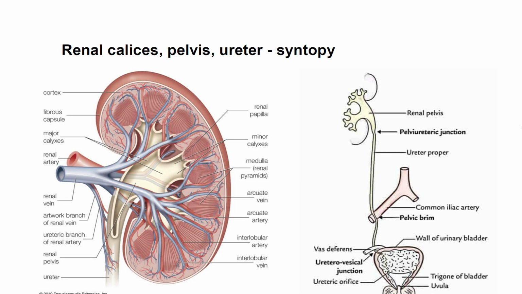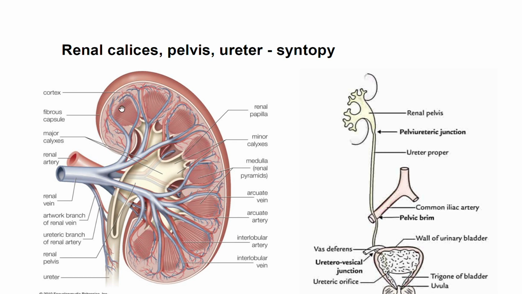Hello everyone, in this video we'll be discussing the renal calyces, pelvis and the ureter. Now as you all know, the kidney is divided into two major regions, the renal cortex and the renal medulla. So over here in the outermost covering, which is the renal capsule, below the renal capsule we have the renal cortex, and then below that we have the renal medulla.